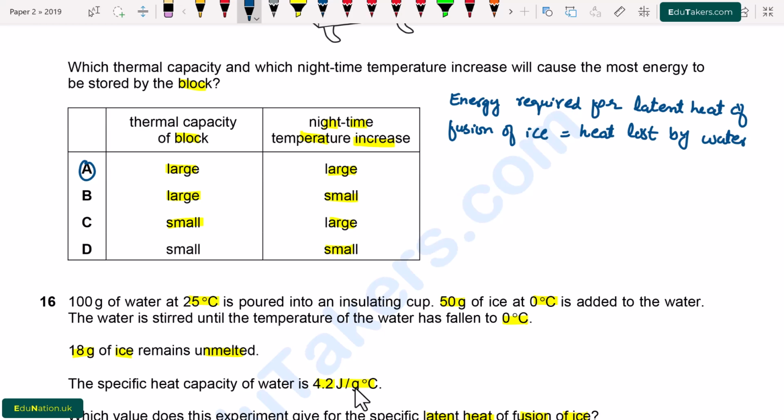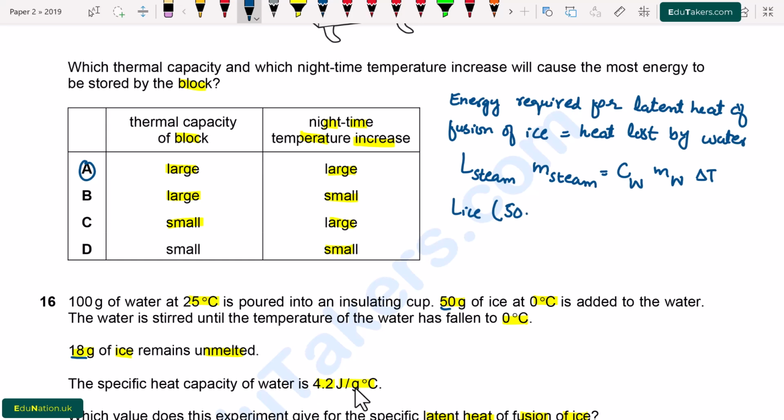Now I am going to put values here. The energy required for the latent heat of fusion of ice will be equal to L steam and mass of steam, which is equal to specific heat capacity for water, mass of water and change in temperature. This will be equal to mass is 50 gram minus 18 gram because 18 gram of ice remains unmelted.